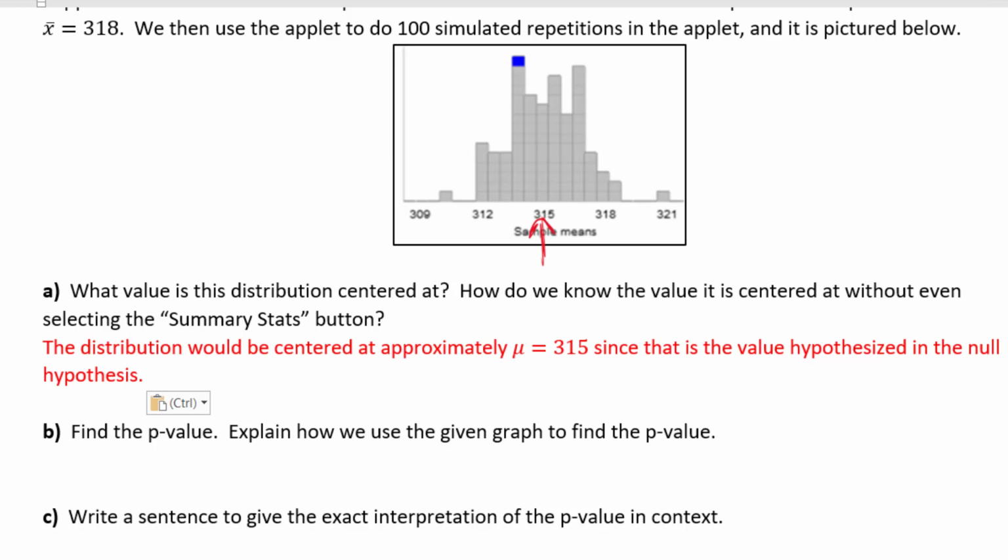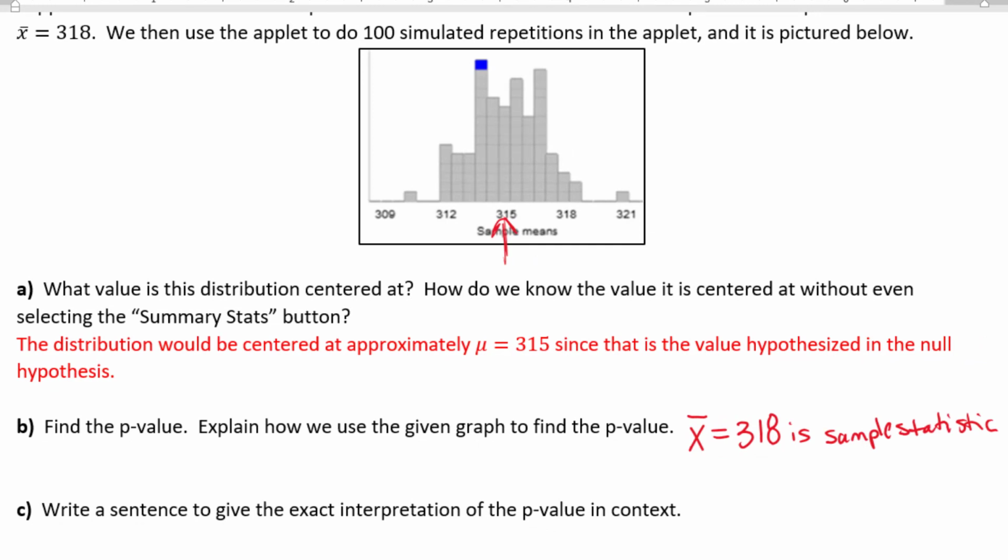Okay, so to find a p-value, we need to know our sample statistic. Our sample statistic, recall, was x bar equals 318. A p-value is the probability of getting a sample statistic like ours or more extreme if the null hypothesis is true. So it means we need to count sample statistics in the distribution that are like 318, which is right here, or more extreme. More extreme means further out from the tails.